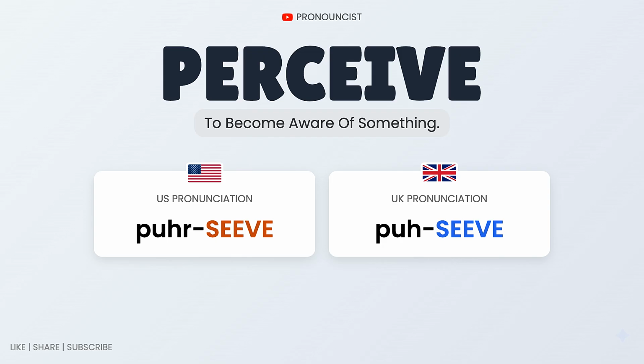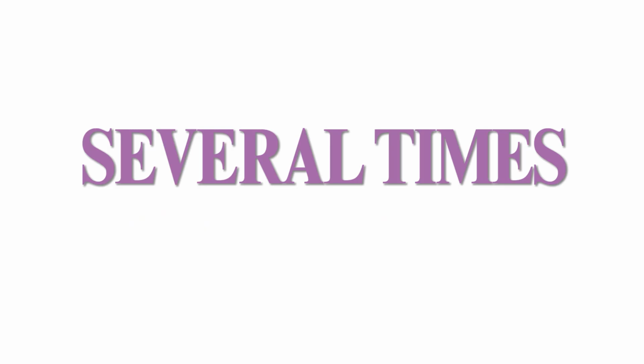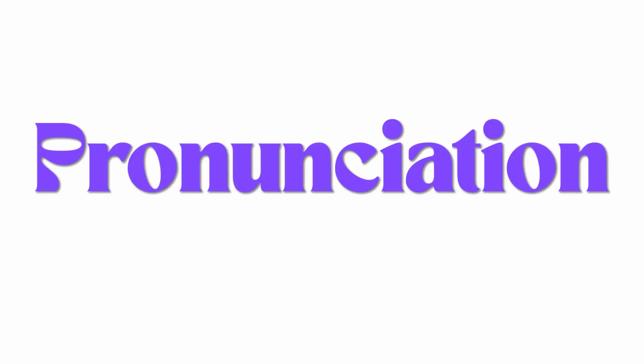Perceive. Practice repeatedly and you'll soon be able to say this word perfectly. The best way to practice is to repeat the syllable multiple times. The meaning of the word is to become aware of something. Try repeating this word several times to improve your pronunciation.